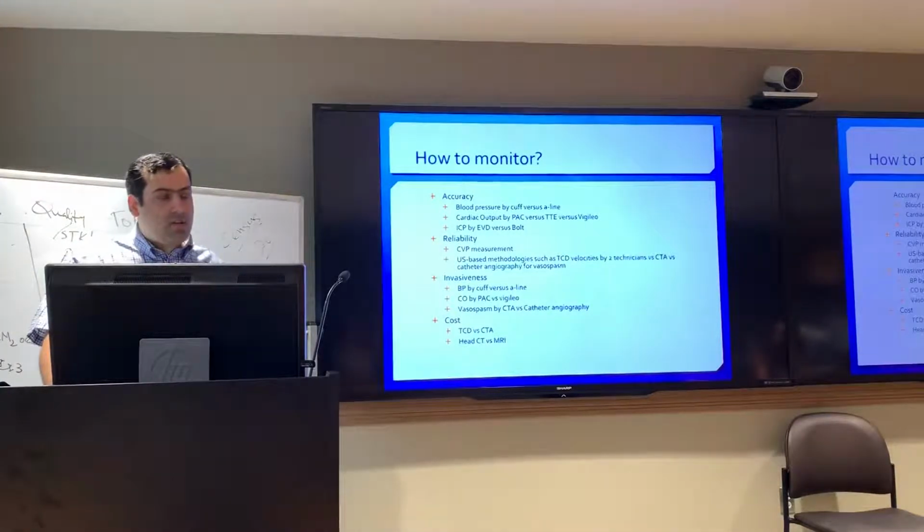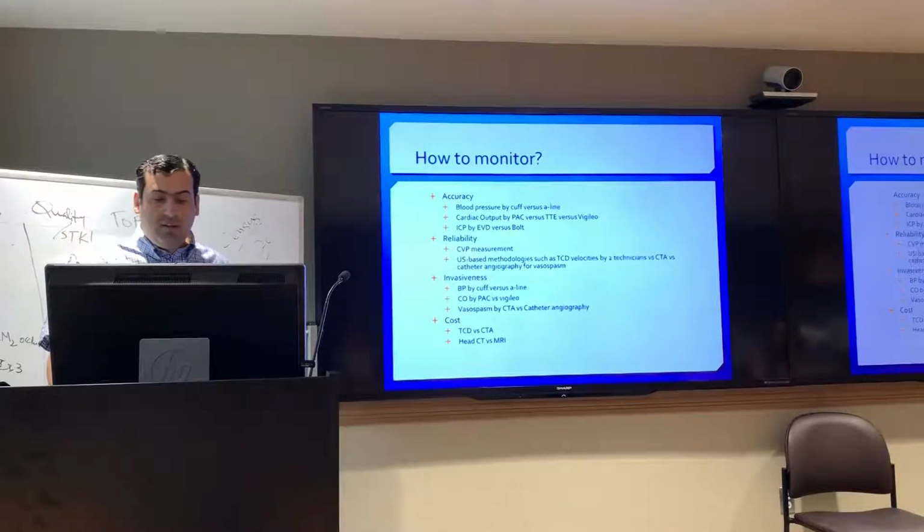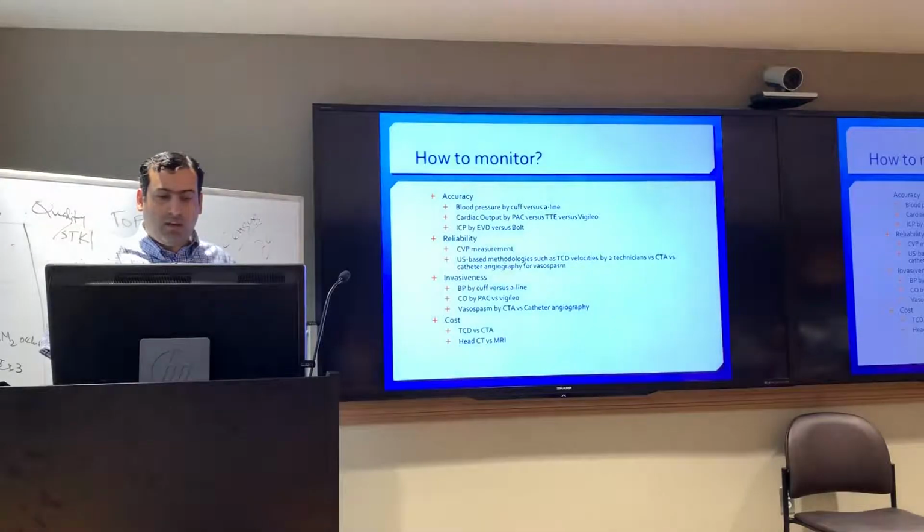And then the next factor is cost. TCD is much cheaper than CTA. And cost is not only money, but it's also irradiation. It's the cost to human body. Or head CT is cheaper than MRI and also saves 45 minutes of time of personnel standing in MRI suite.